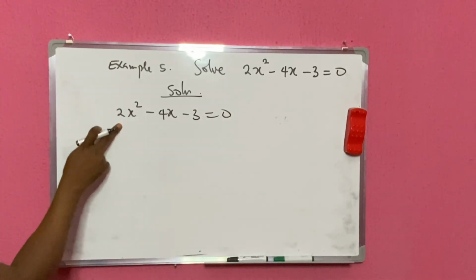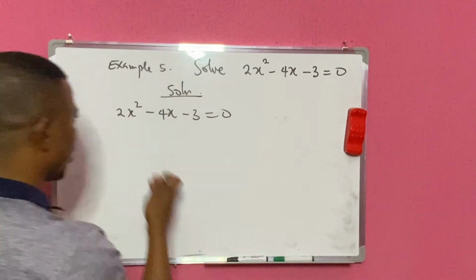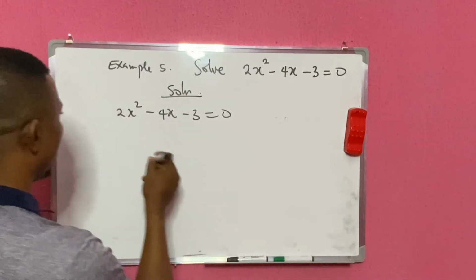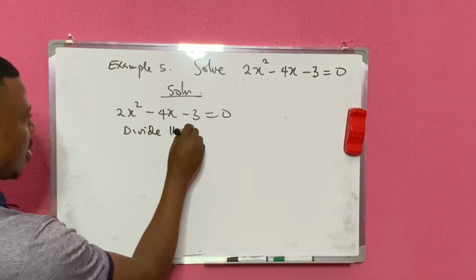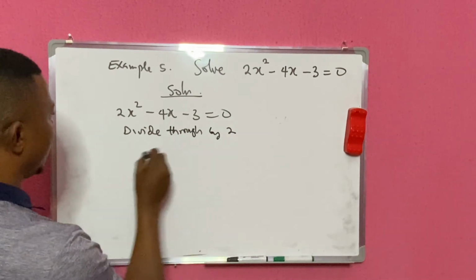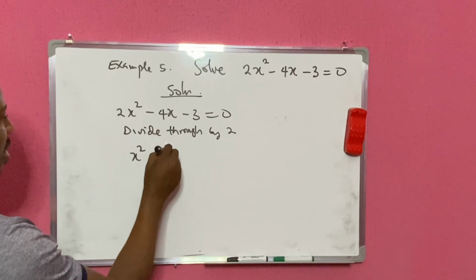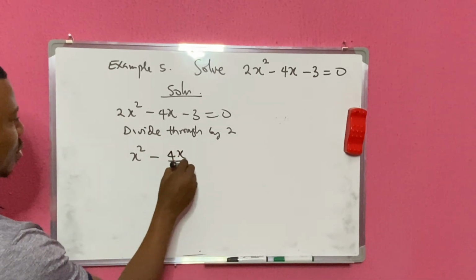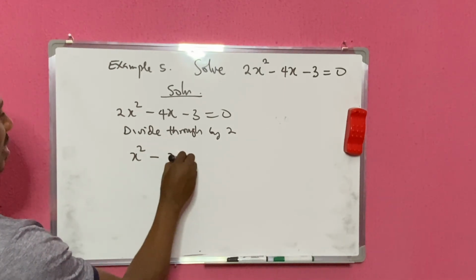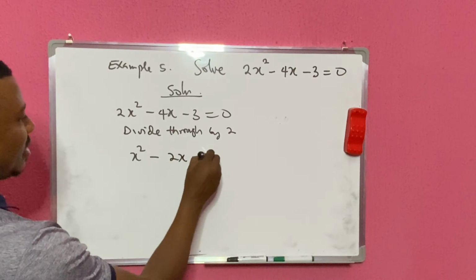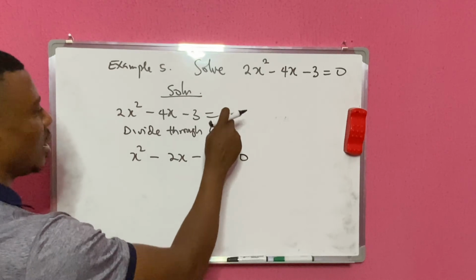As you can see, what is the coefficient of x squared? It is 2, but we said it must be 1. So how do we do it? We divide through by 2. You have x squared, divide here by 2, you have x squared minus 4x over 2, which is 2x, minus, divide here, 3 over 2 equals 0, because 0 divided by 2 gives us 0.